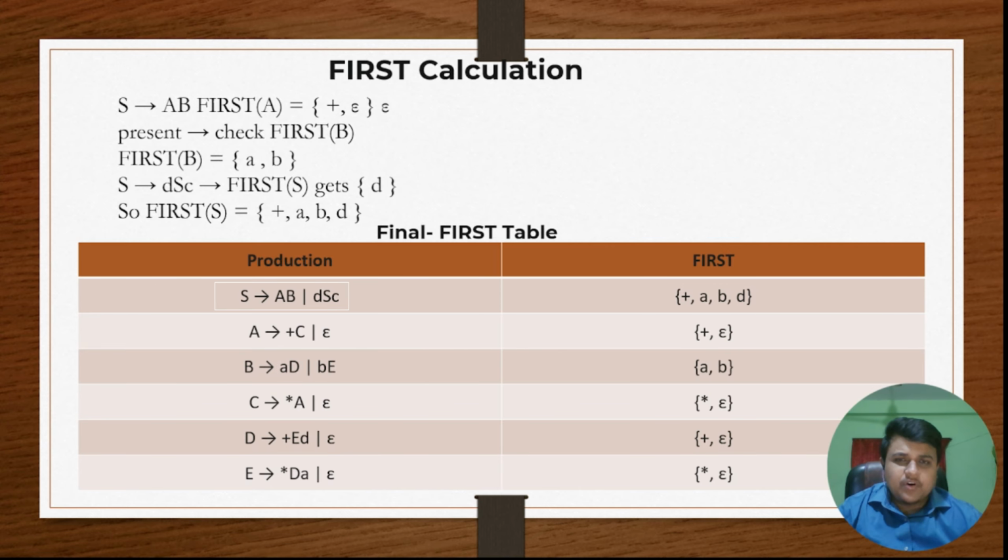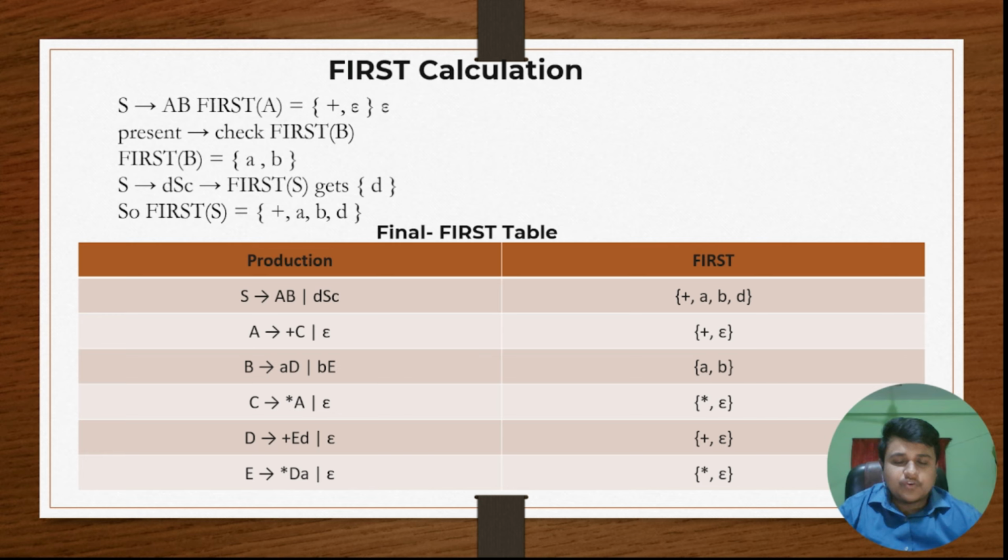First of S. The productions for S are S derives AB or S derives DSc. We start with the first production, S derives AB. The first symbol here is A, so we need First of A. First of A comes from the production A derives plus C or epsilon. Therefore, First of A is plus and epsilon. Since A can produce epsilon, it means A may disappear during derivation, so we must also check the next symbol in the production AB, which is B.